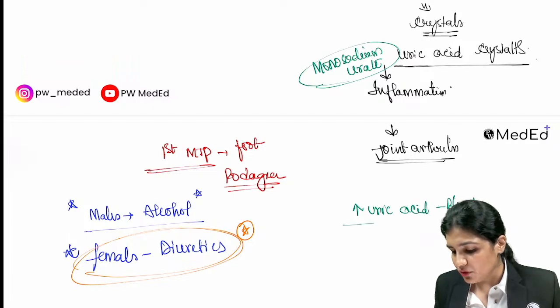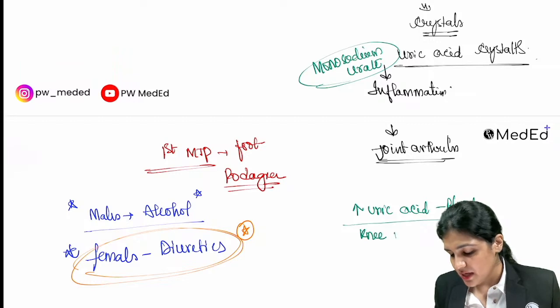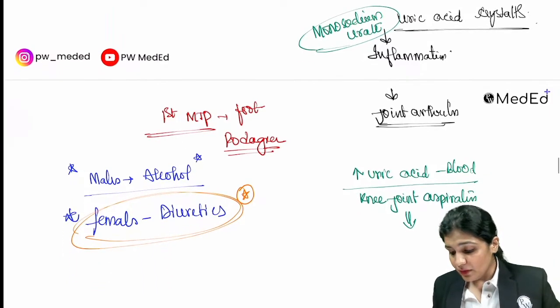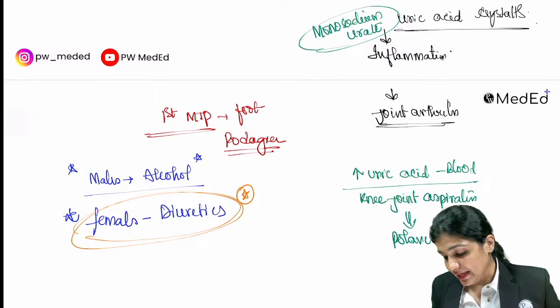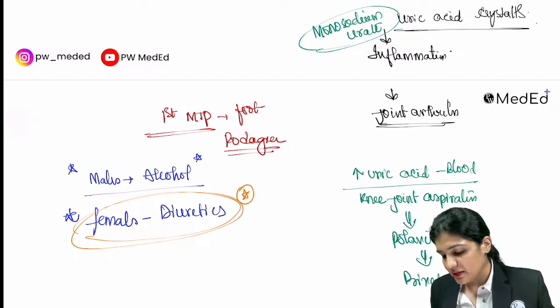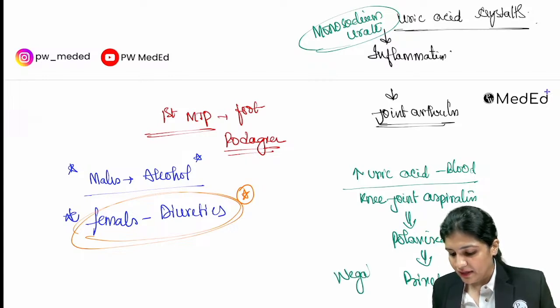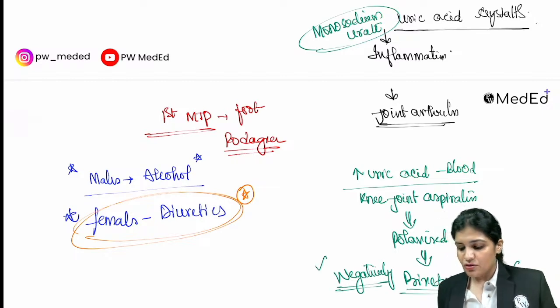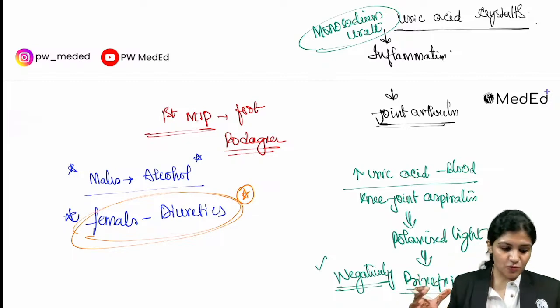Now to confirm this, you will do what is called knee joint aspiration or synovial fluid aspiration, and then you put them under polarized light, and these crystals you identify as birefringent crystals. These are negatively birefringent, so they will appear green color. So these are all the things which you have to look for in gout.